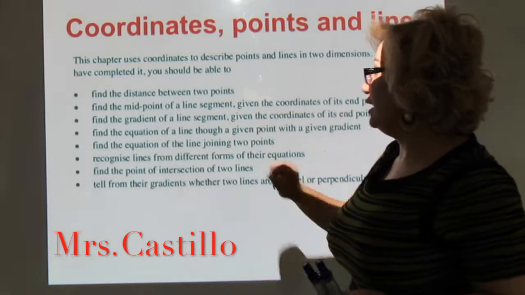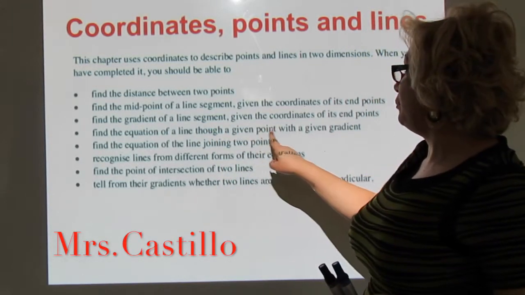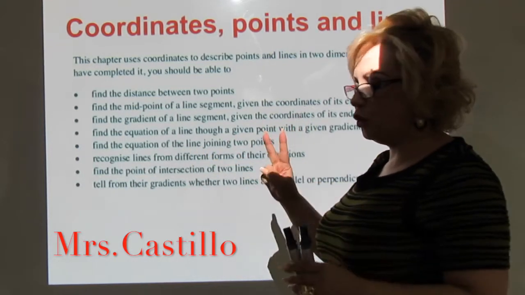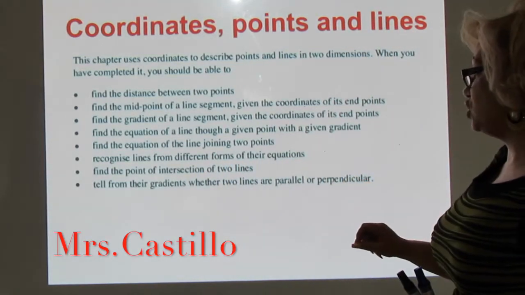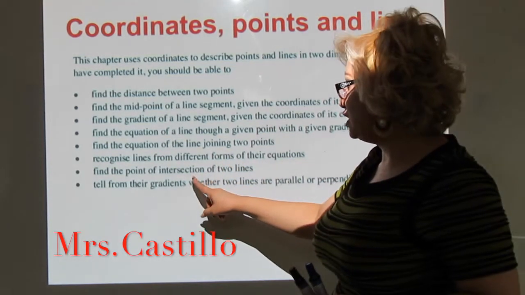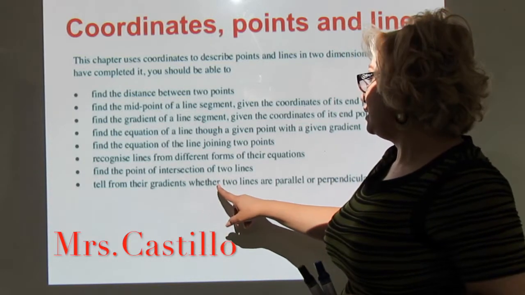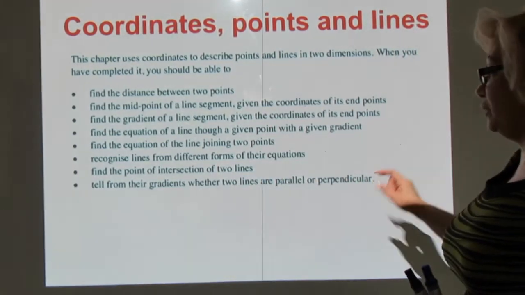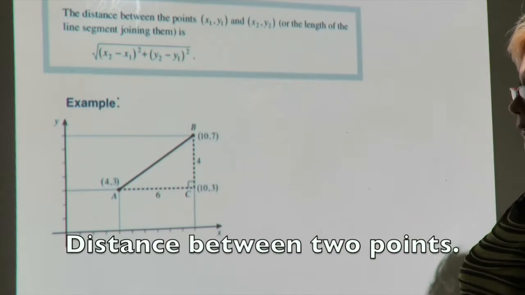Find the gradient of a line segment, the equation of a line given a point and a gradient. Find the equation of the line joining 2 points. Recognize lines from different forms of the equation. Find the point of intersection of 2 lines. And finally, we will see how we can have 2 different kinds of gradients if the lines are parallel or perpendicular. Okay, we're going to start with the distance between 2 points.